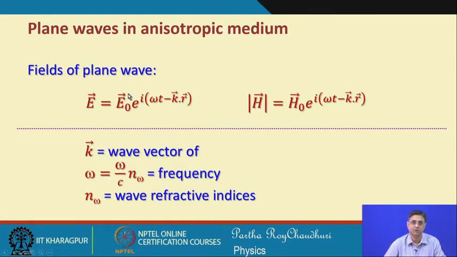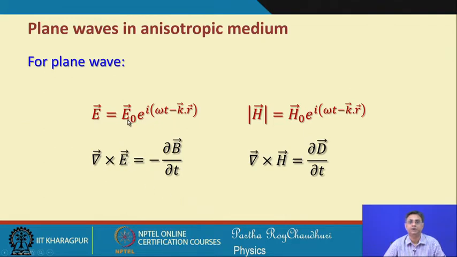Okay. So, we have also seen the solution of the wave equation. The plane wave solution is in the form of E equal to E naught, which is the amplitude of the electromagnetic wave, the electric field vector, and the phase in terms of e to the power of omega t minus k dot r, and similarly for the magnetic field we can represent this as H naught e to the power of the phase factor omega t minus k dot r, where k is the wave vector, omega is the frequency, and n omega is the wave refractive index.